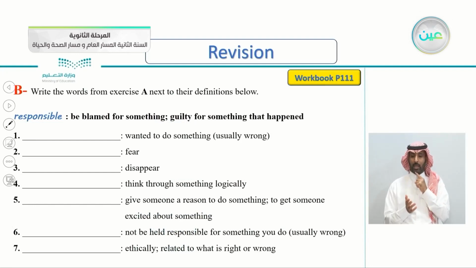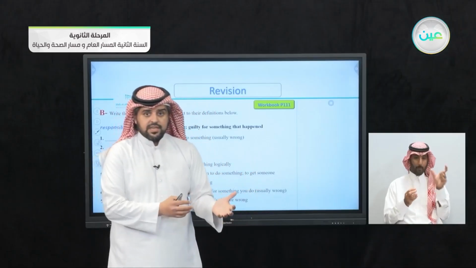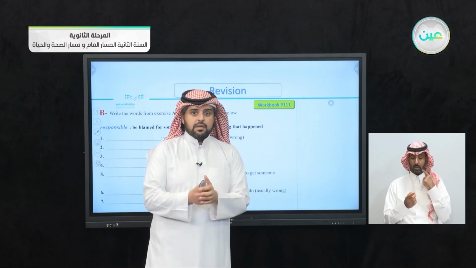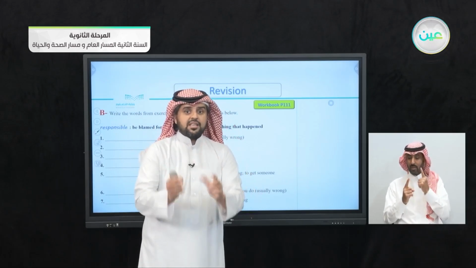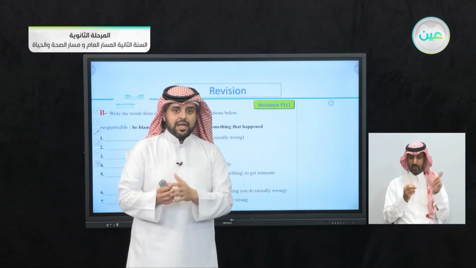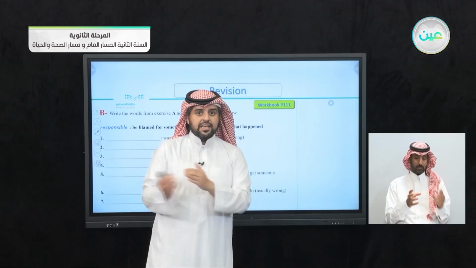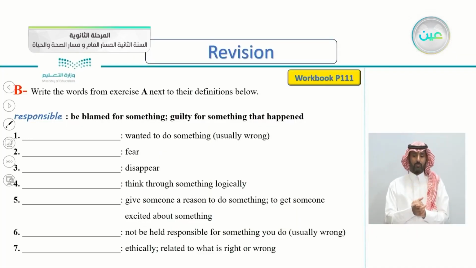Jumping on to exercise B on the same page, 111. Write the words from exercise A next to their definitions below. So exercise A, the one that we have just finished, we will write them in their correct places in front of their correct definition. So here we have definitions and we have to put the correct word in front of the correct definition. The first one is already done for you.